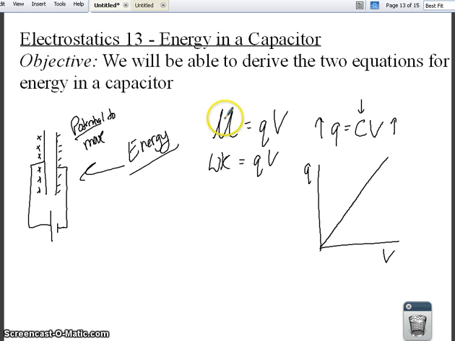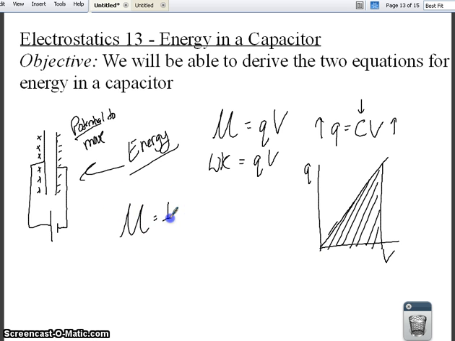Well, energy is equal to the product of Q times V. So on a graph, whenever we multiply the two axes, what we are doing is we are taking the area under the curve. And as you can see, this is a triangle. So energy in a capacitor, one of our first equations right here, is equal to 1/2 Q times V, based off this graph right here.